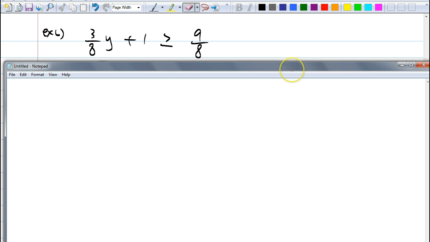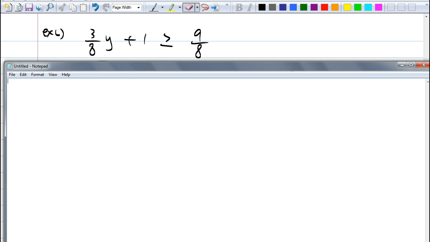Here we go. So here's example 6. 3 over 8 y plus 1 greater than or equal to 9 over 8. It's really the same as before, except now we have some denominators. We got fractions. So how do we deal with fractions? Just like equations, we should multiply both sides by the LCD. This time the LCD is simply 8, because we have this common denominator. Go ahead, everybody finish it up.